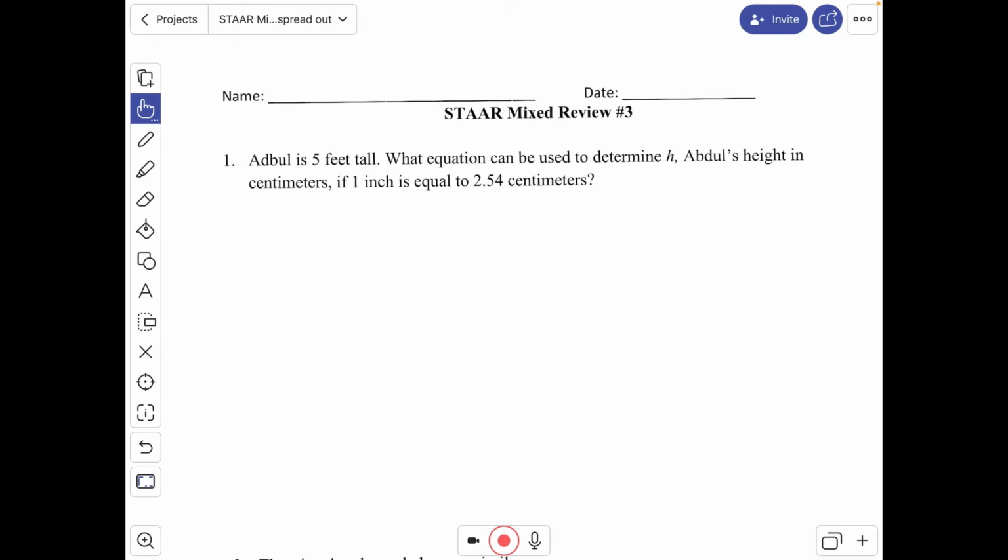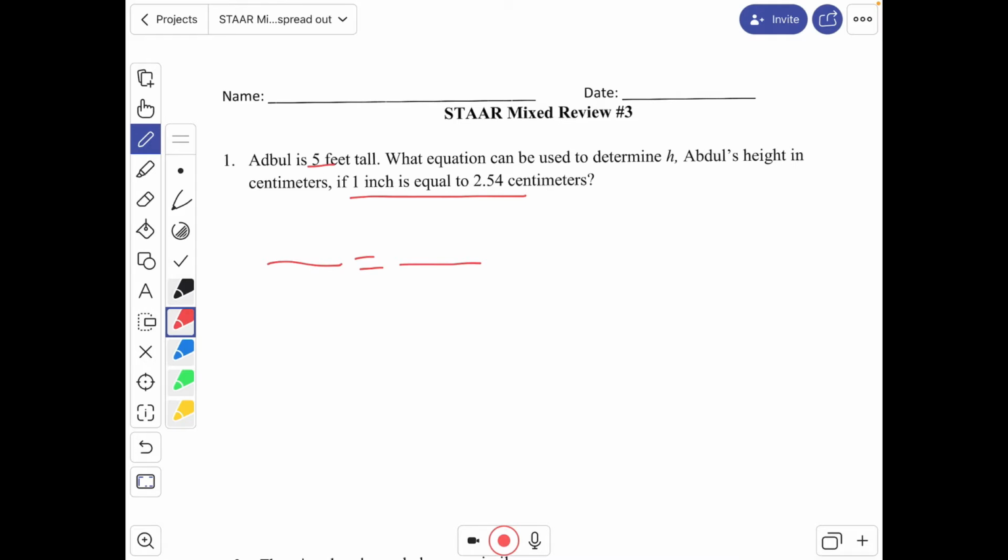Okay. Well, first of all, I see a rate. I also see there are 3 numbers in this problem. Those are 2 things that indicate we need a proportion. So the rate is 1 inch to 2.54 centimeters. And then where do I need to put that, the 5 feet?